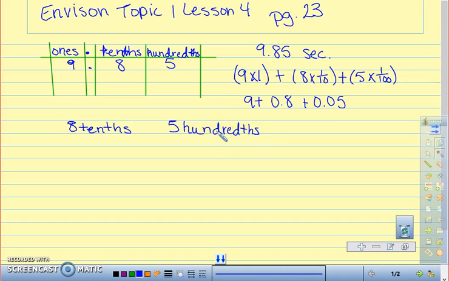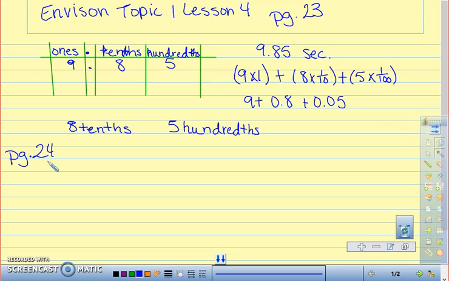We are now going to turn over to page 23. And we're going to go ahead and do those problems on page 23 together. So we are on page 24. So please make sure that you turn your Envision books to page 24. And if you look at the problem at the top, let's go ahead and let's look at that.